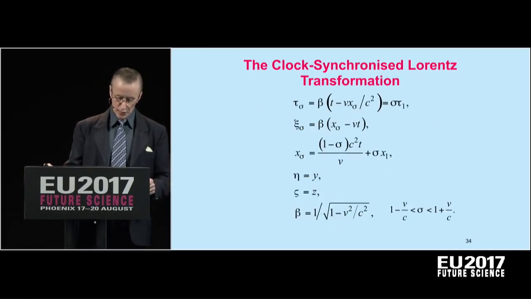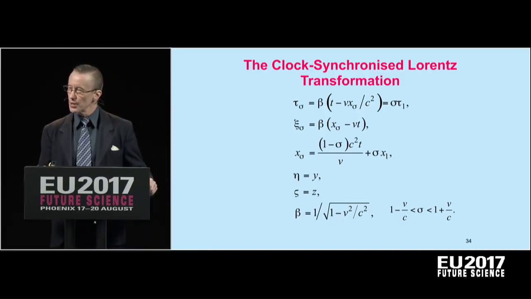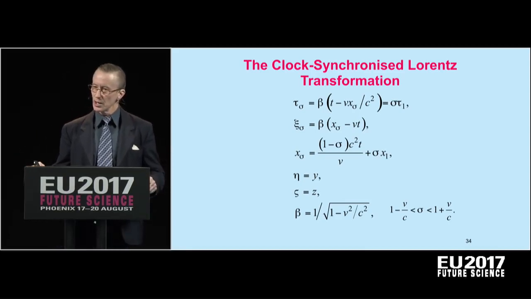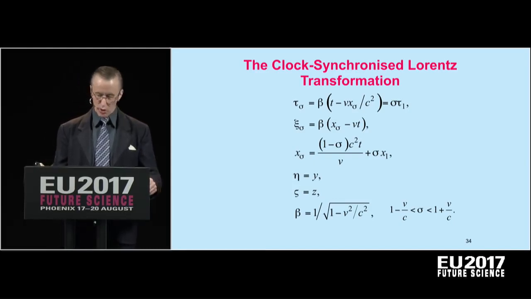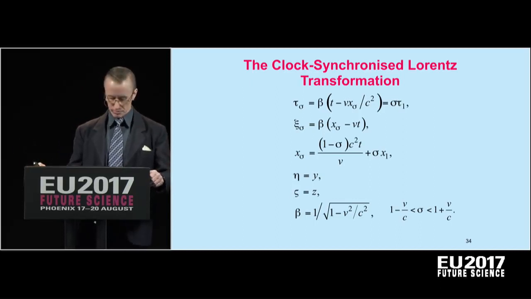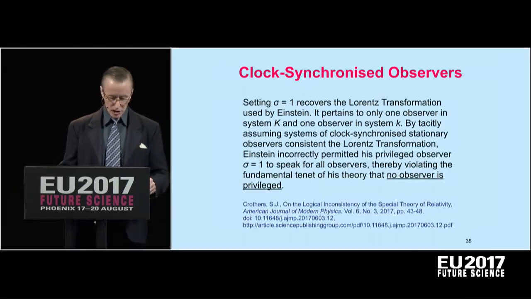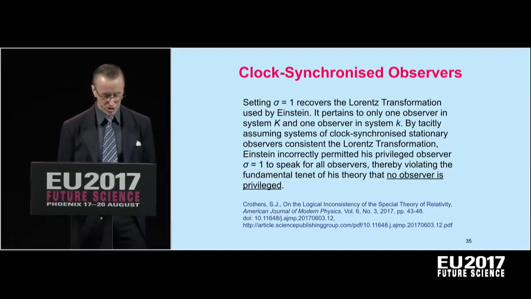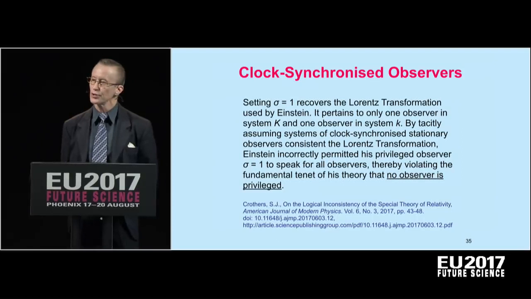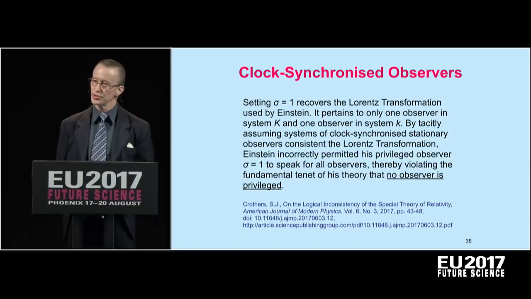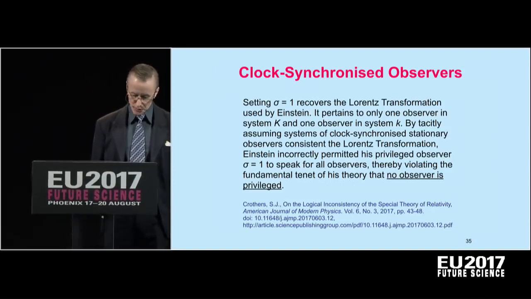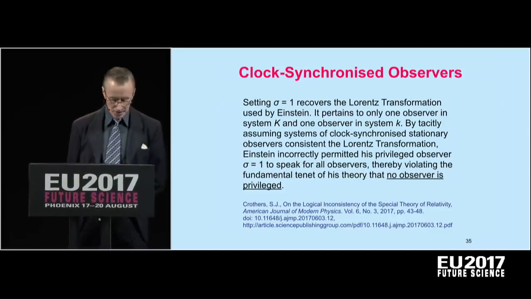Here's the Lorentz transformation for clock-synchronized observers. Notice that sigma can only have limited values. It's not the whole set of real numbers. It's only 1 minus v over c is less than sigma is less than 1 plus v over c. And if v is 0, we get 1 is less than sigma is less than 1. That just means it's 1. Einstein's observer again. So if we set sigma equals 1 in the clock-synchronized system, we recover the Lorentz transformation used by Einstein. It's a privileged observer. He's not allowed to have that because he says we don't have privileged observers. It pertains to only one observer in system K and one observer in system little k.